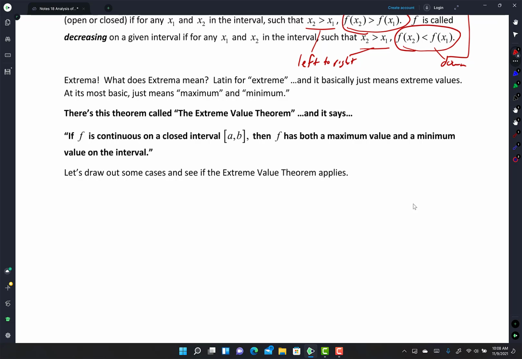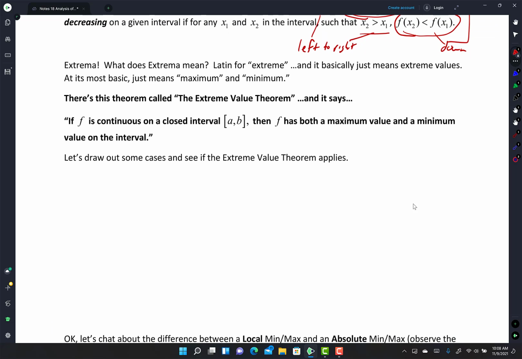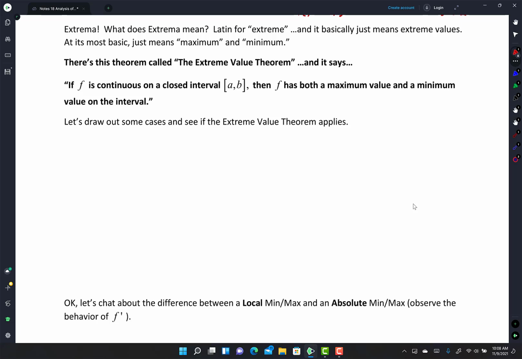So again, what does the Extreme Value Theorem say? If f is continuous on a closed interval a to b, then f has both a maximum value and a minimum value on the interval. Closed interval means closed circles. I'm about to do 3 examples. It's possible to have a max and min otherwise, but only on a closed interval do you have a guaranteed max and min.